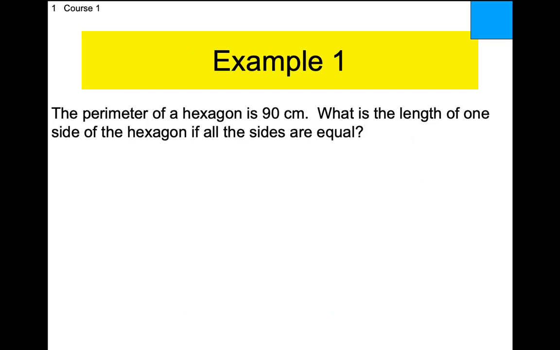So perimeter means distance around what shape? Hexagon. All right. That was two chapters ago. What's a hexagon? It's six sides. You remember how to draw it?